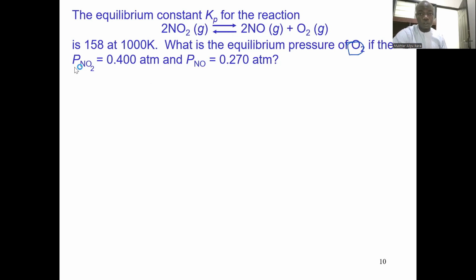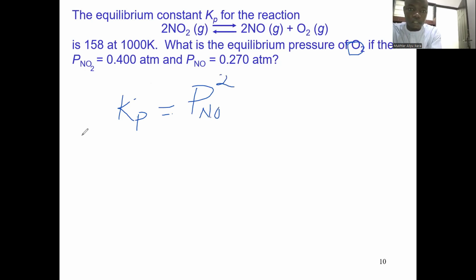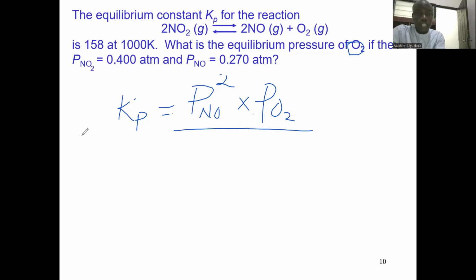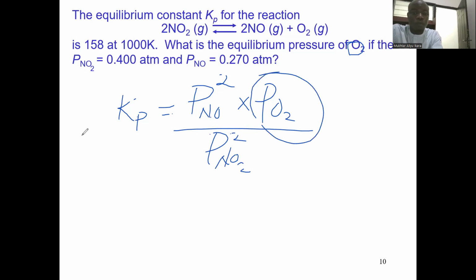What we are going to do, we are now going to say Kp is equal to, of course, the product. So we have PNO, and of course this NO has a coefficient of 2, so it is squared. Then times oxygen, which is PO2, and the power is 1, so we are neglecting that since it is 1. And then the next thing is that of the reactant. So we have NO2 and its power of 2. So the next thing that we are going to do is to make this the subject of the formula.